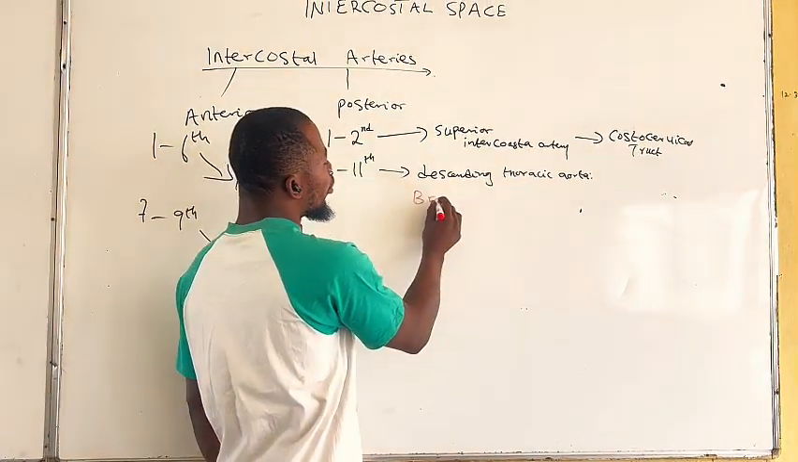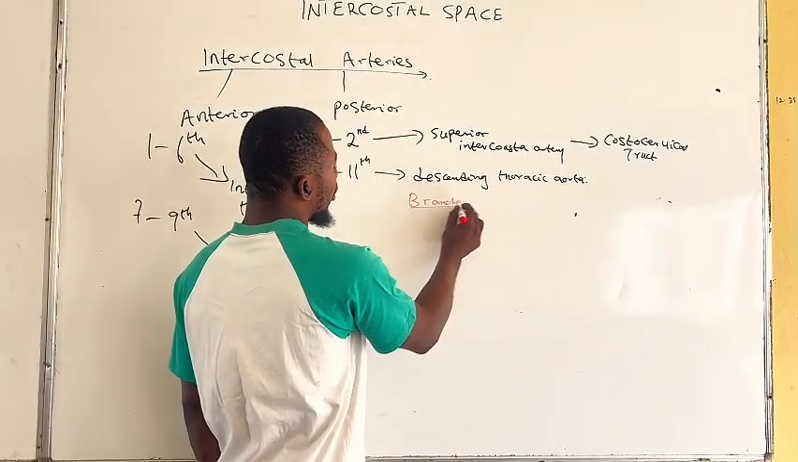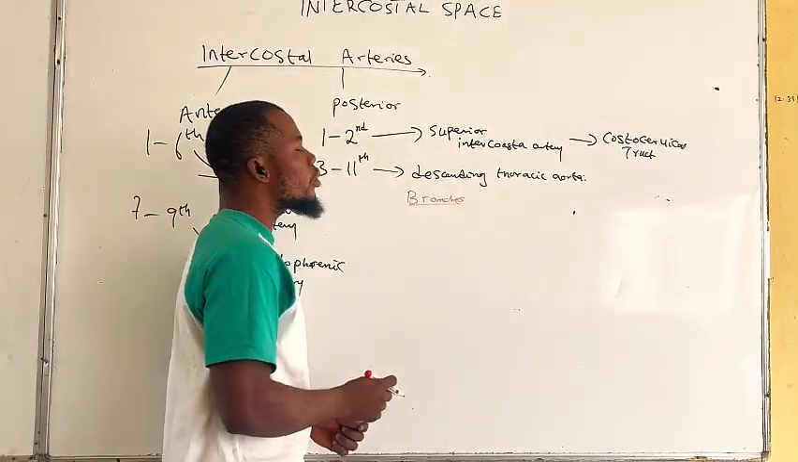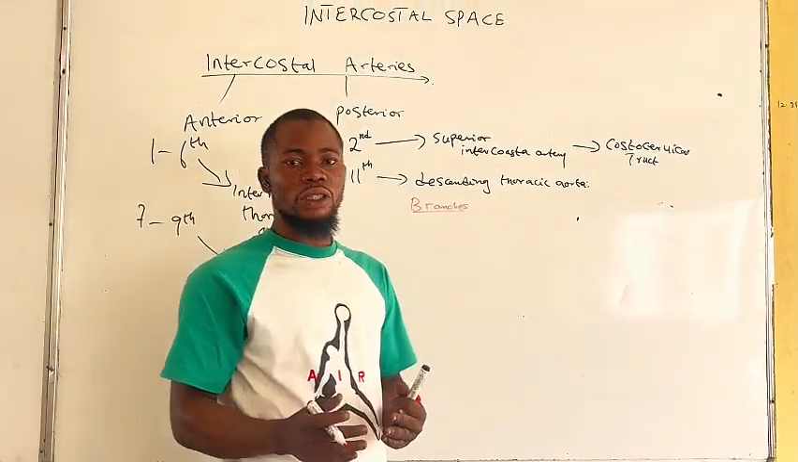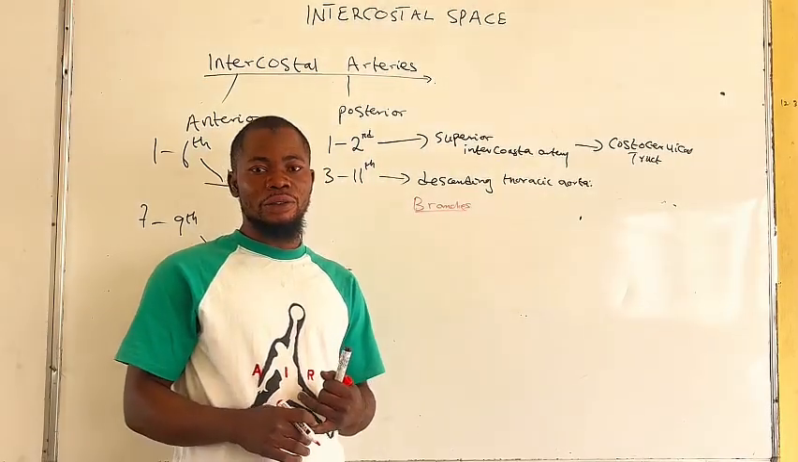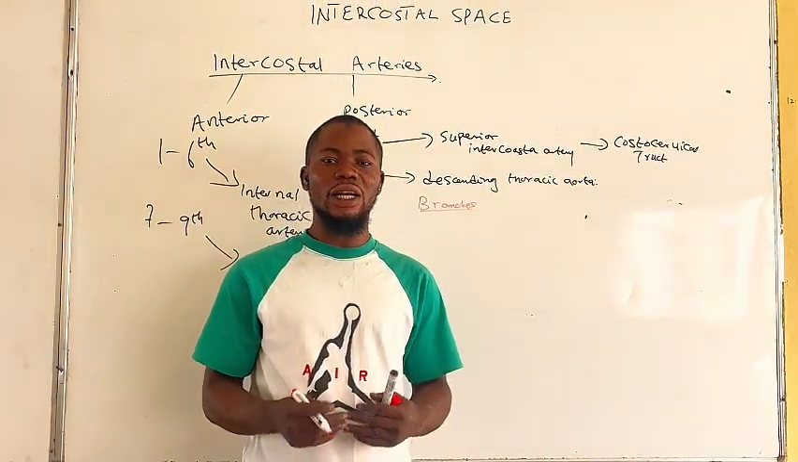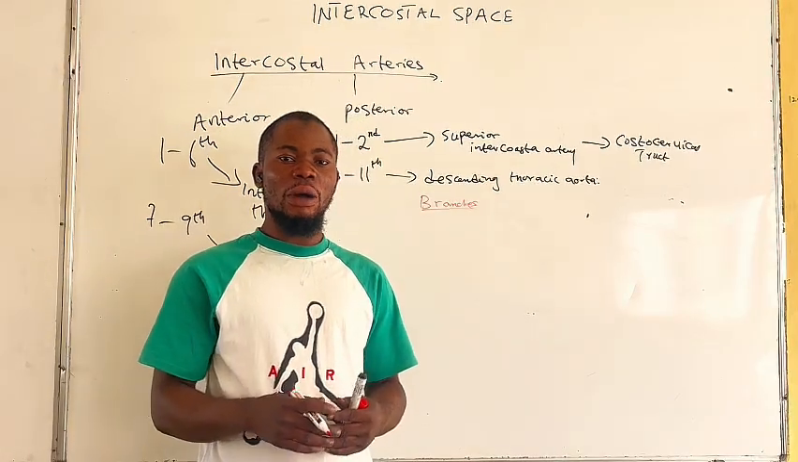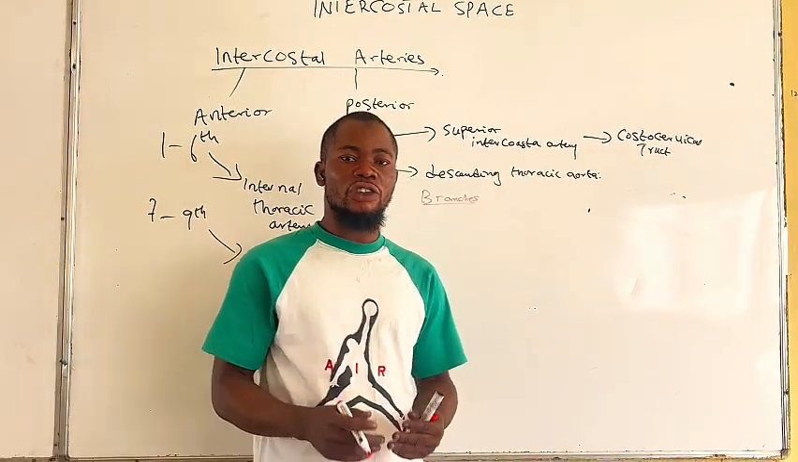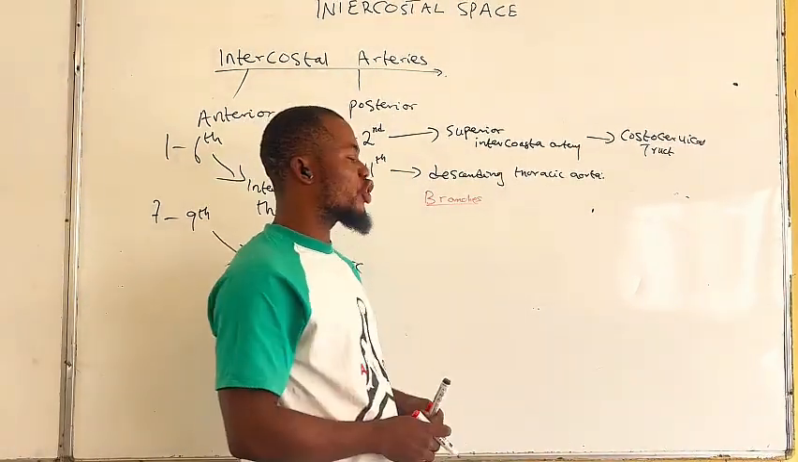Branches of posterior intercostal artery. Posterior intercostal artery gives off 6 branches. There are dorsal branch, collateral branch, muscular branch, lateral cutaneous branch, mammary branch, as well as the right bronchial branch.